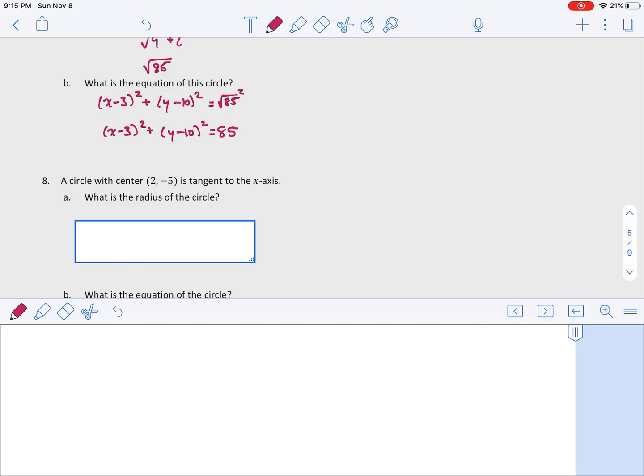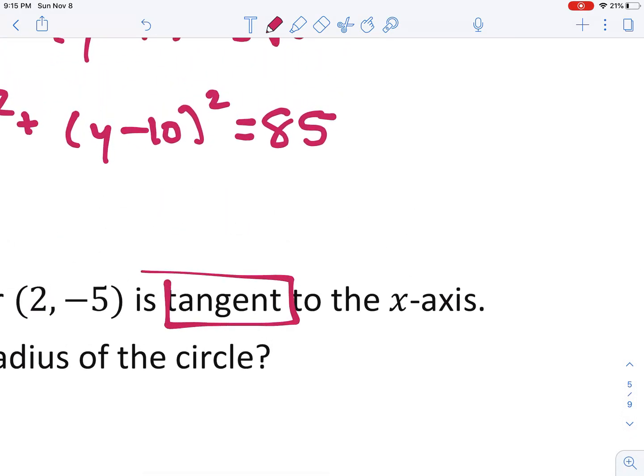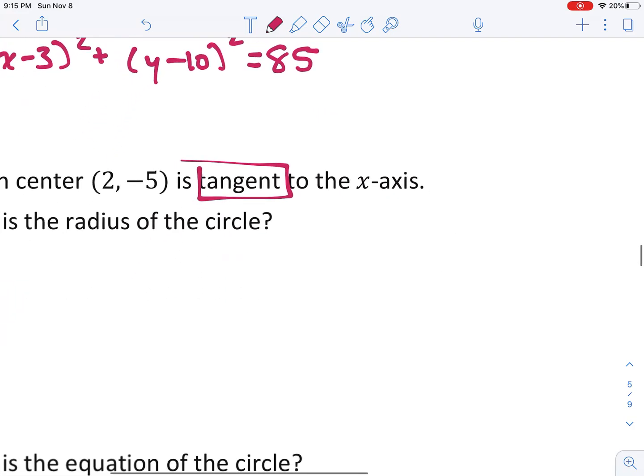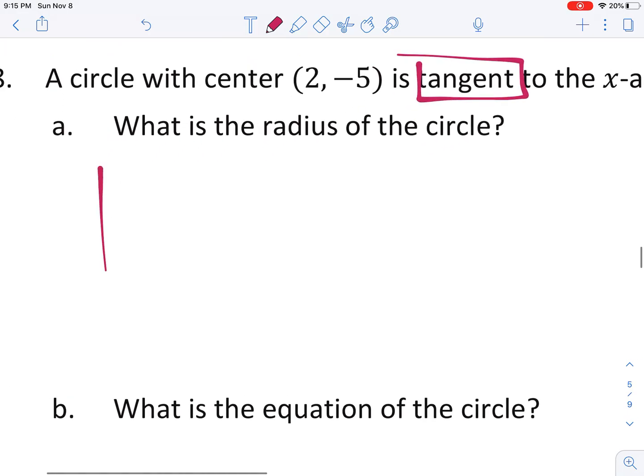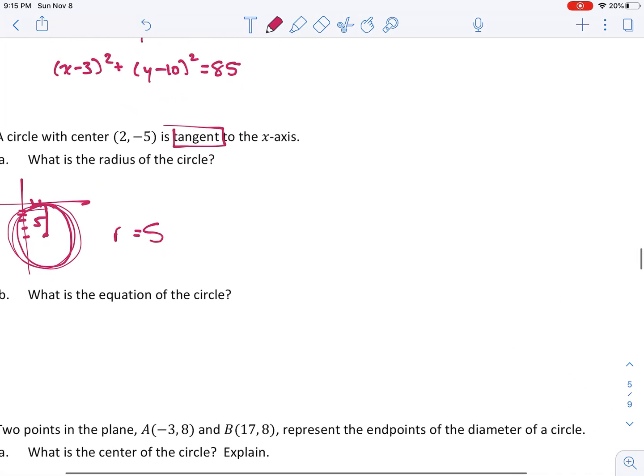On number 8, we have a circle whose center is at (2, -5) and is tangent to the x-axis. Now this word tangent means it just touches, it does not cross. So let's sketch what that should look like. We've got our center right here, and it just touches the x-axis. That means our distance here is 5. So the radius is 5.